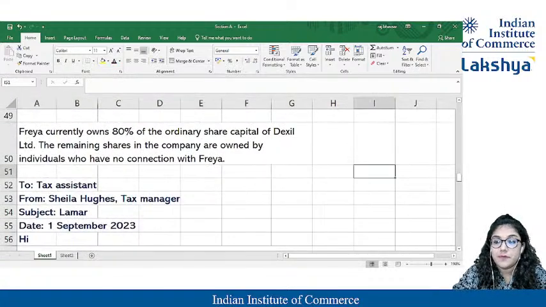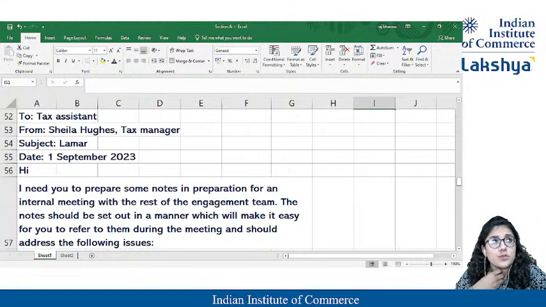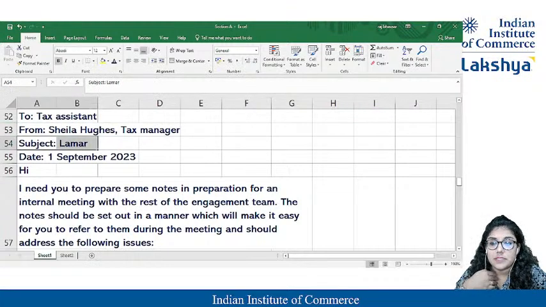So yeah, it will be easy for you. Students, if you read my third exhibit, what have they asked you? For the first, to tax assistants, I want to write something. To tax assistant from Sheila, tax manager, subject Lemon, and this is the date.